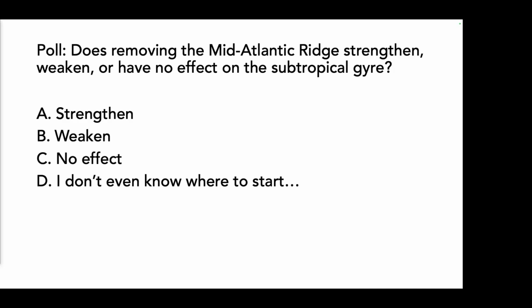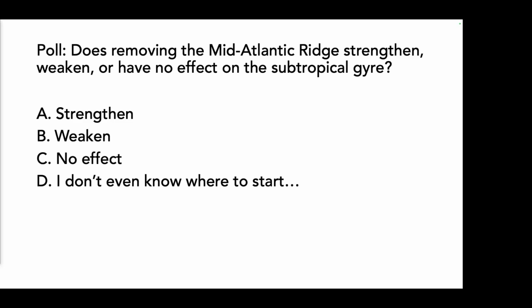What effect do you think that had on the subtropical gyre? I'll let you read that for a second. The options are strengthen, weaken, no effect, or I don't even know where to start, and we'll do a show of hands once you've had a chance to think. So you remove the Mid-Atlantic Ridge: should the gyre strengthen, weaken, or not change? Okay, let's take hands. Who thinks A, strengthen? Who thinks B, weaken? Who thinks C, no effect? Who thinks D, I don't even know where to start?